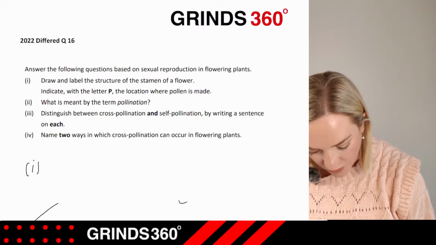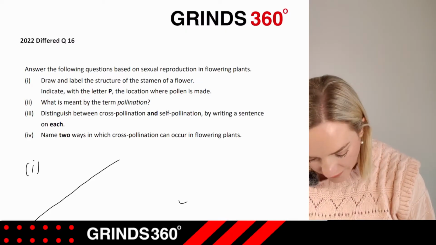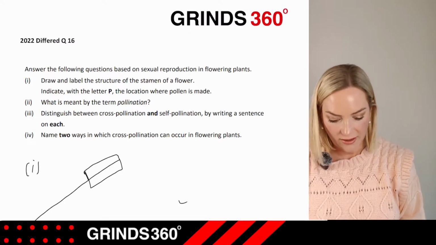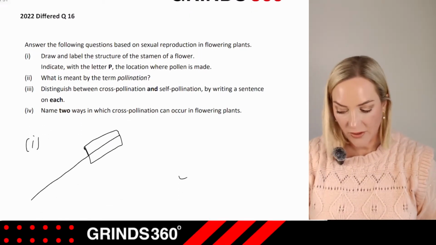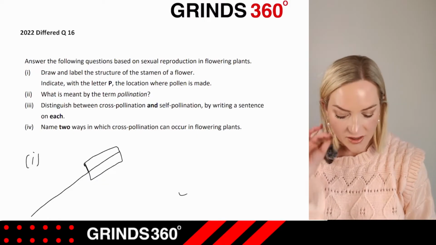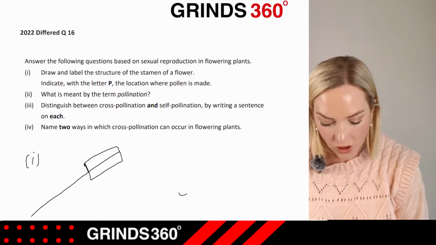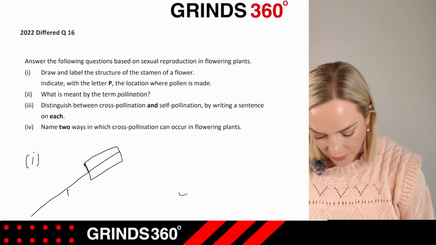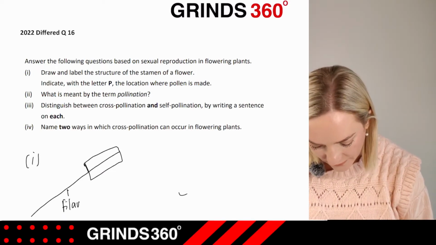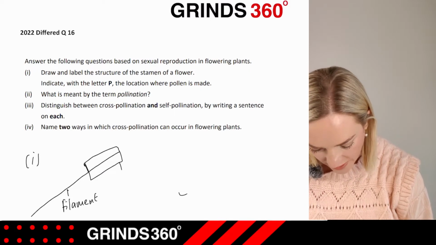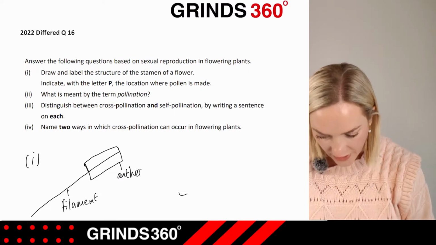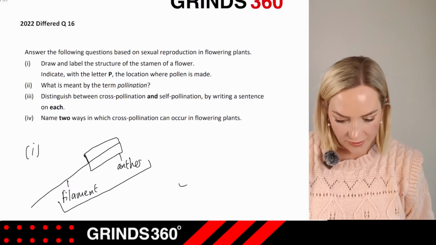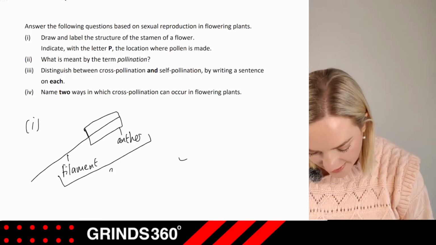So I'm just doing one line straight up, and from my line, I'm going to do that. Okay, so this is the stamen of the flower. So I'm going to label this. I know it says draw and label, so it's saying draw and label the structure of the stamen of the flowering plant. So here I have my filament, and here I have my anther. So there are 2 main parts. Together, I'm going to let the examiner know, putting this up here, that this is the stamen.